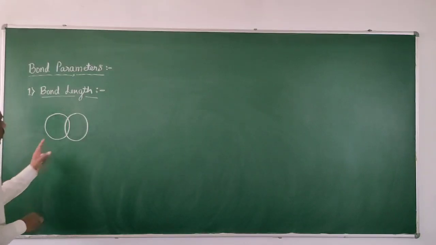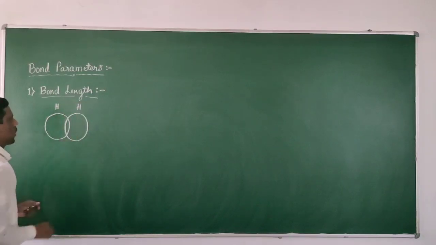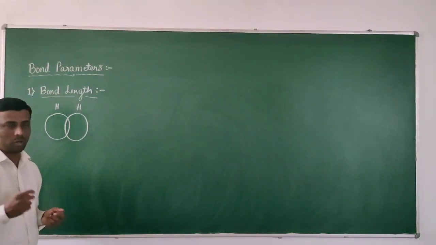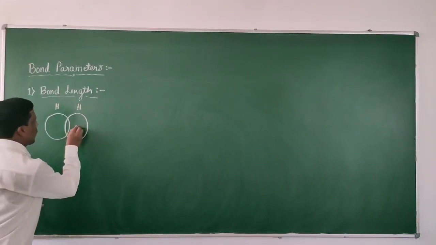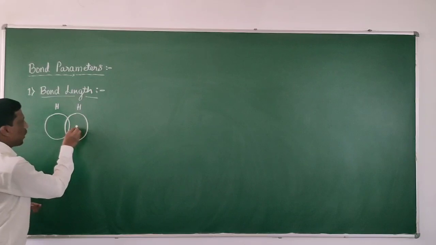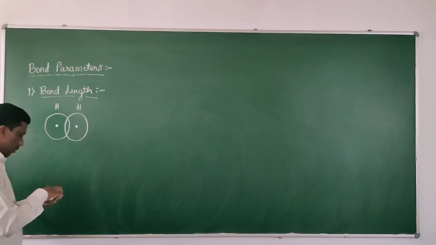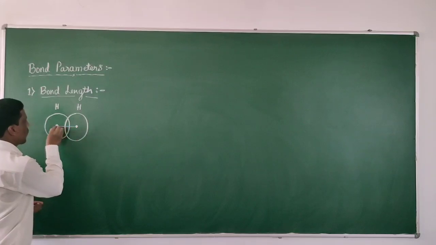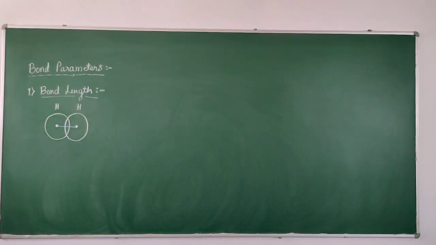Okay, consider a molecule here. Let us consider this one as one hydrogen atom, this one as another hydrogen atom. Both together form a molecule here through the covalent bond formation. You already know about covalent bond. Next one, the nucleus of this atom. This is the nucleus of this atom. Now let us consider the distance between these two nuclei.